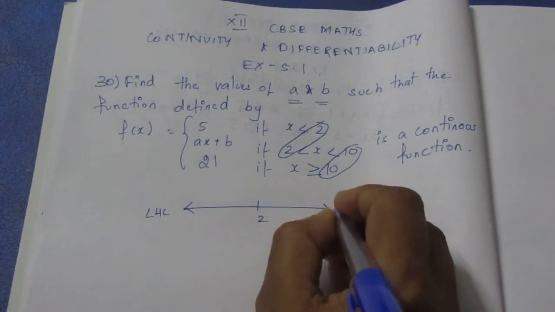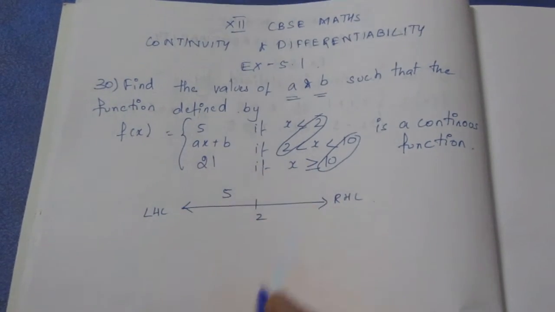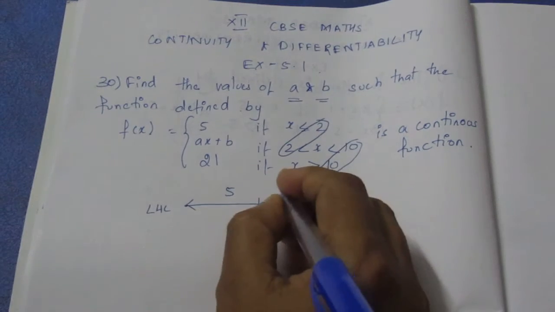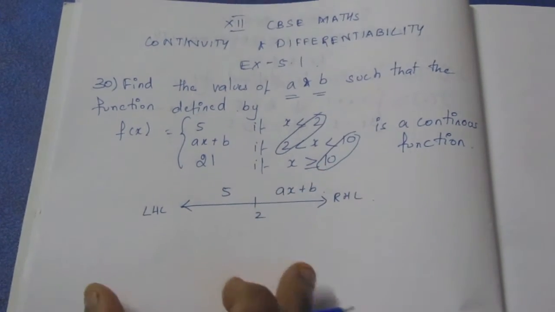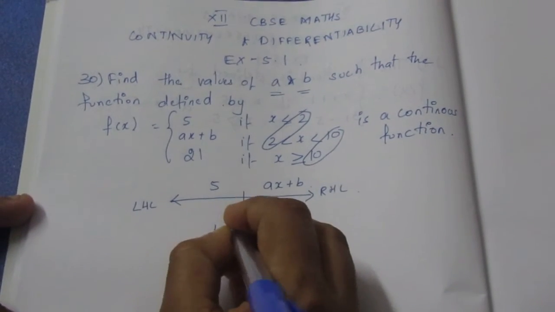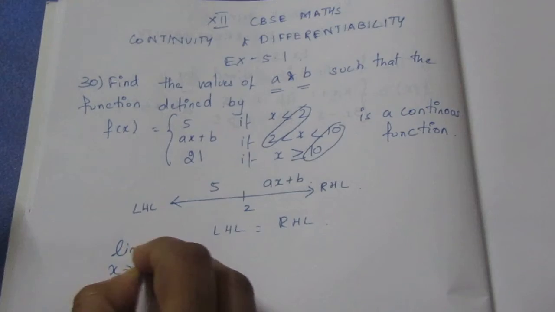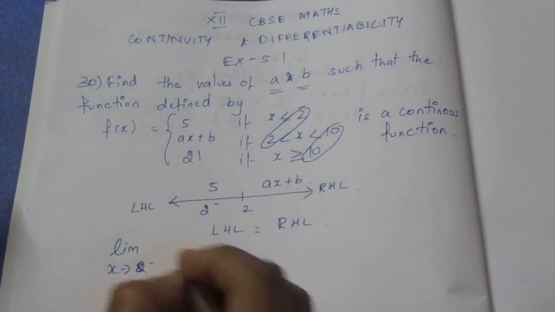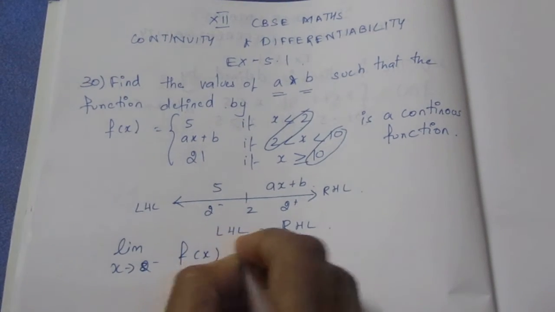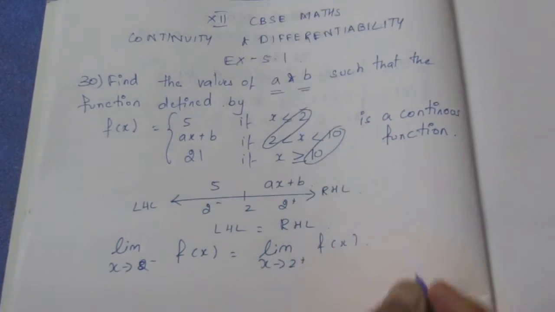Now if I take 2, this will be my LHL, this will be my RHL. When less than 2, we are going to take f of x to be 5. When greater than 2, f of x will be ax plus b. So it is given that the function is continuous, so that means LHL will be equal to RHL. So limit x tends to 2 negative f of x is equal to limit x tends to 2 positive f of x.